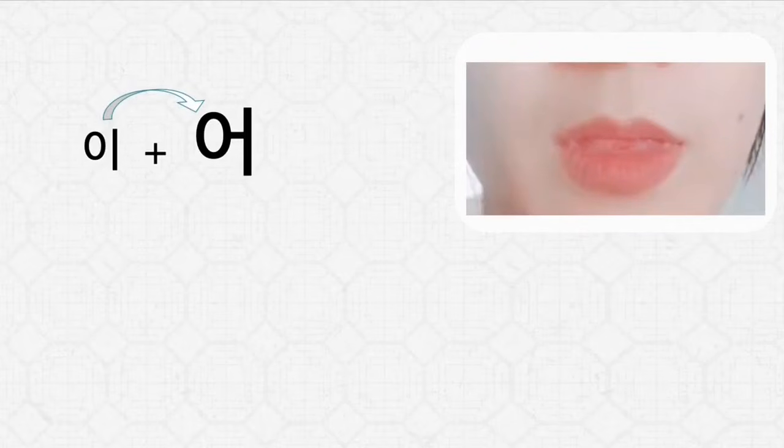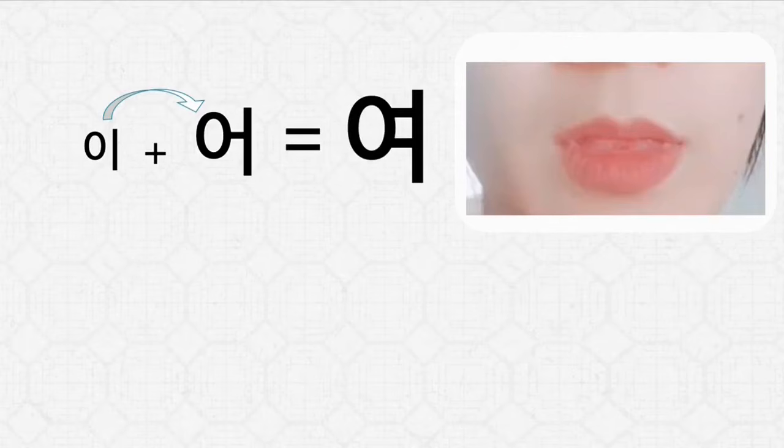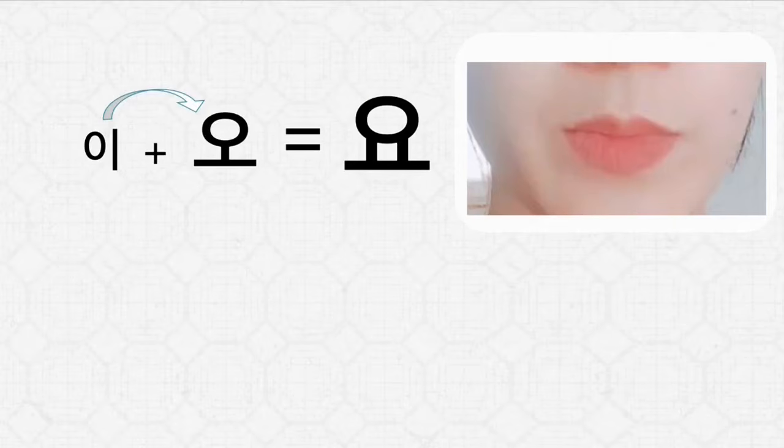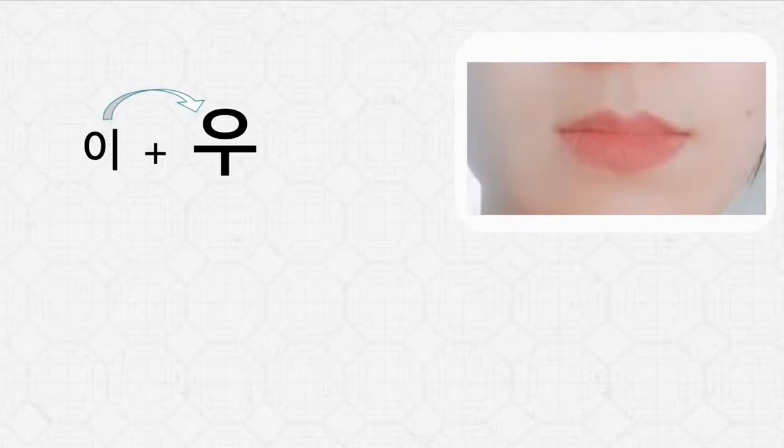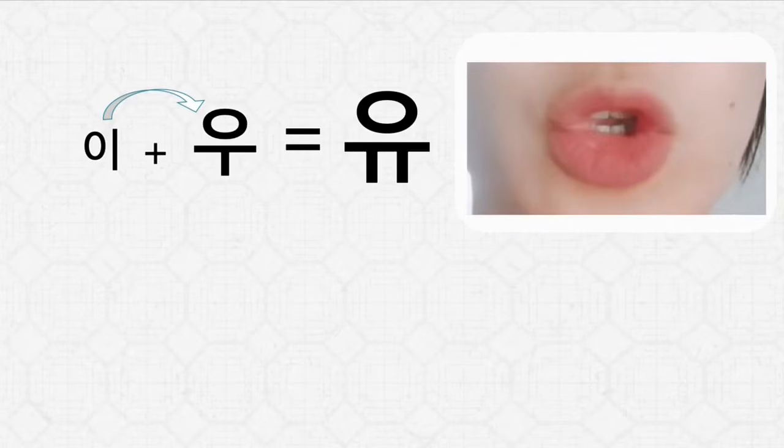With the same method, if you try combining E and aw sound, it will become yaw. If you say E quickly followed by O, you make yo. Same goes for you. If you say E followed quickly by U, you make you.